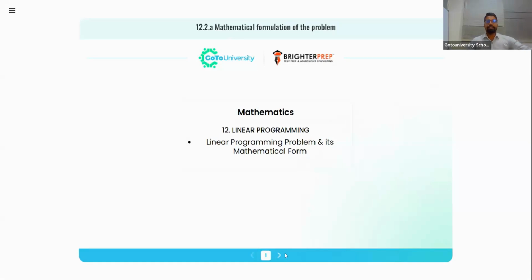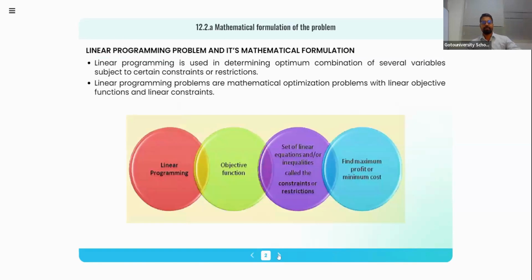So, linear programming problem and its mathematical form. Please read this part. A linear programming problem and its mathematical formulation.